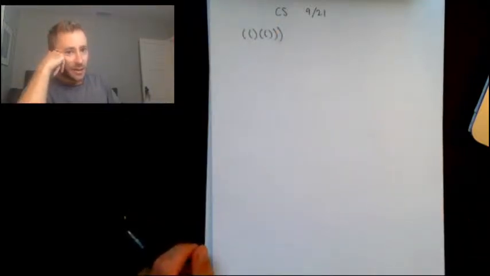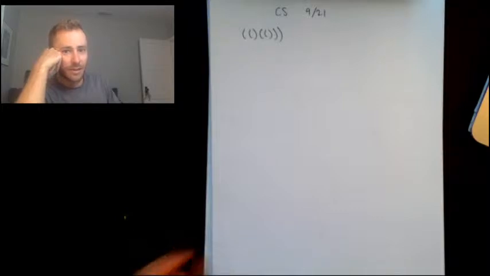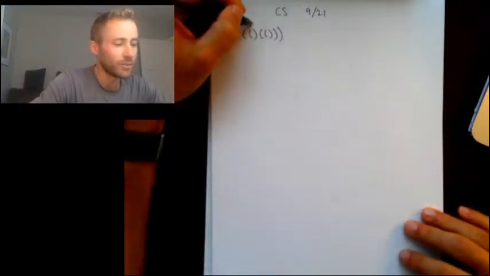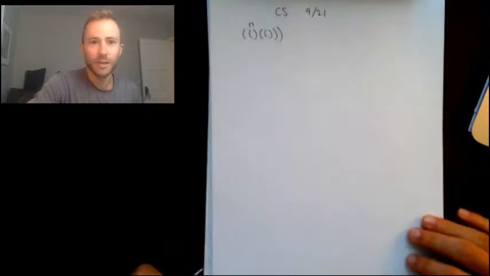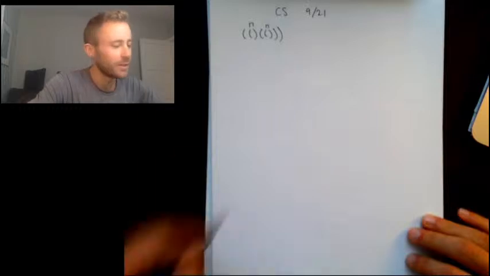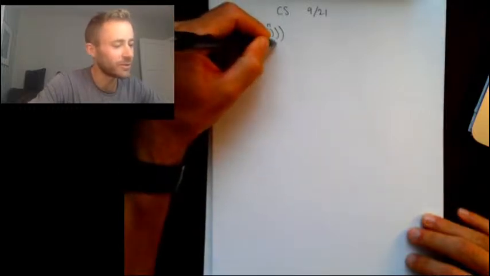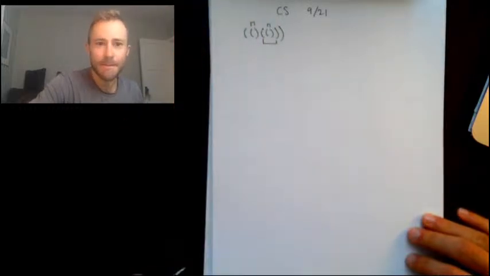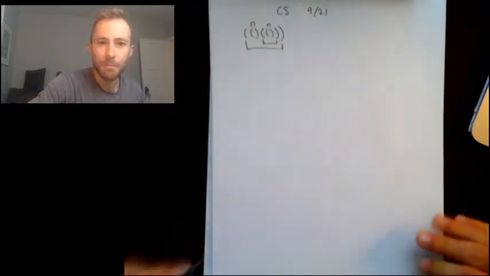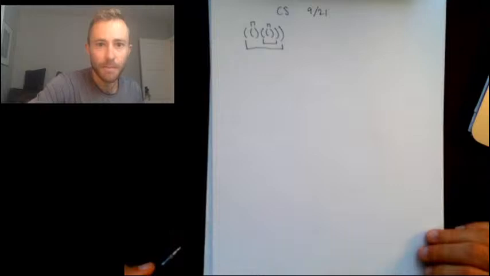This is a valid parentheses statement. This makes sense as parentheses. Why? Because these two parentheses go together, these two go together, these two go together, and these two go together. So that makes sense.